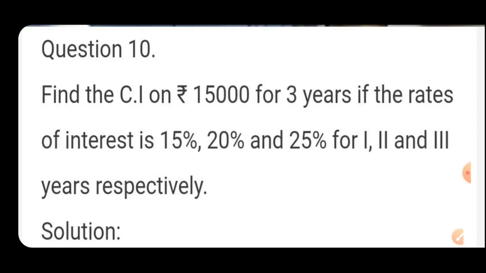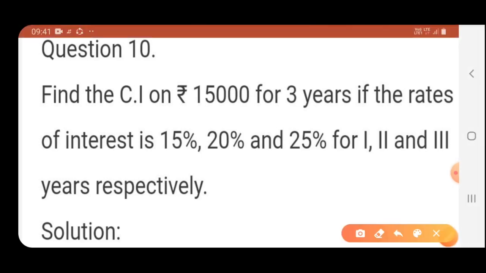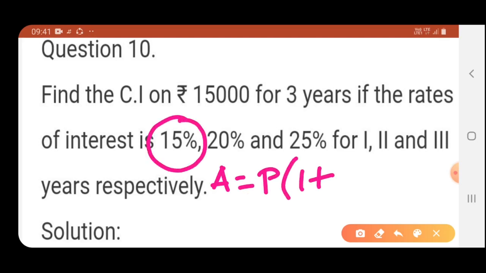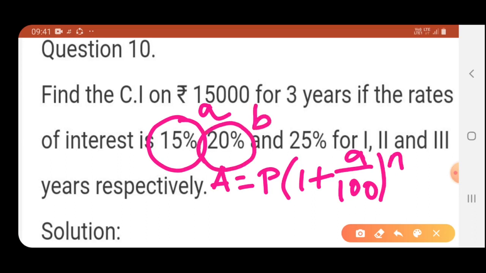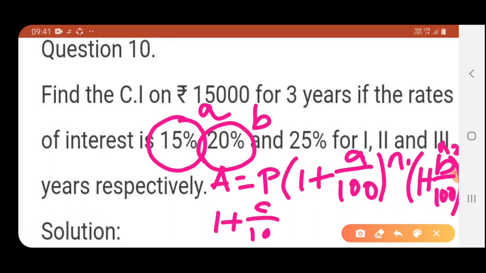If it varies year by year, we have to use the formula A equal to P into (1 plus A by 100) whole power n. We take the first year interest as A. Here for the second year we have to take B. Here n should be 1 always. Then 1 plus B by 100, here n1 you can take, so n2, then 1 plus C by 100 power n3. In this way we have to take the formula if the rate of interest varies year by year.